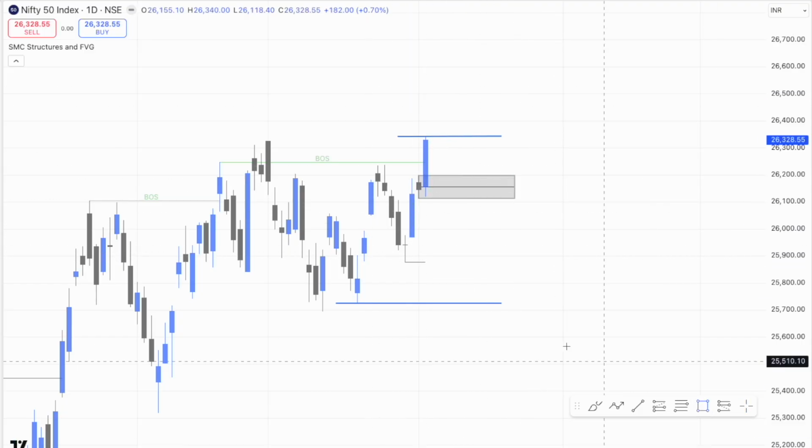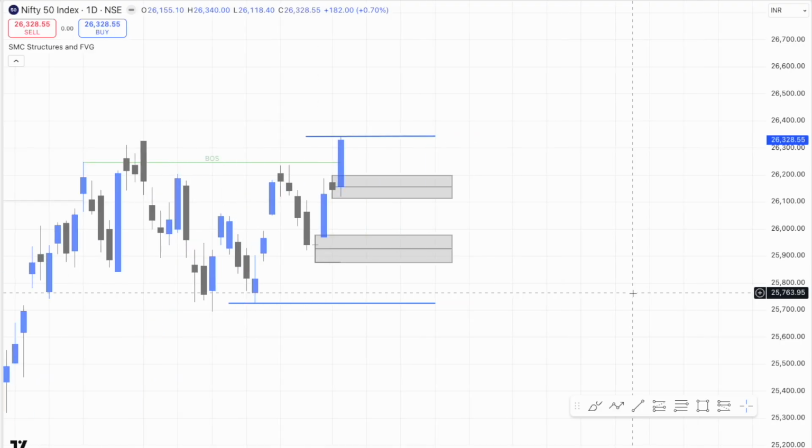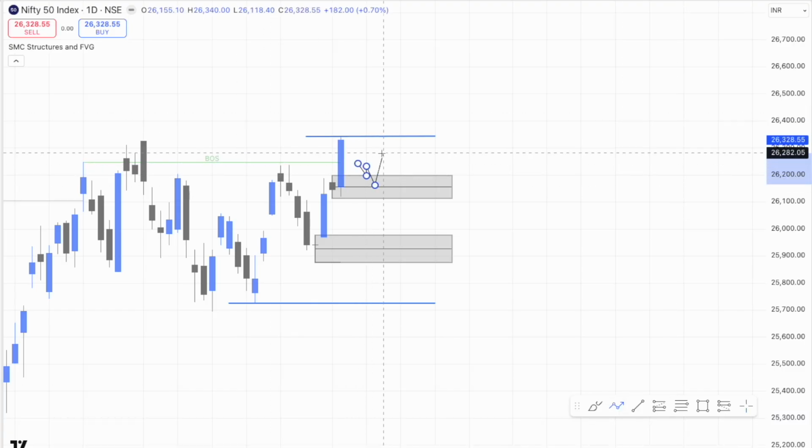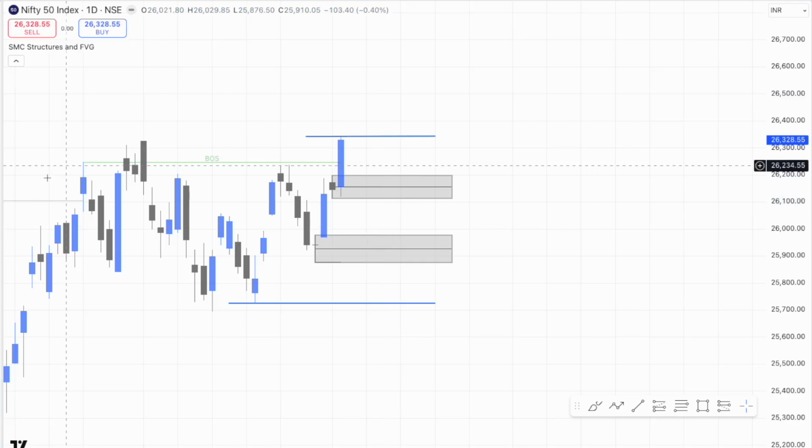There is also one more demand available from a daily perspective. So these two demands are effectively going to be our targets. Also, we see one more point: we have a relative equal low liquidity sitting out here. So the chances of this demand working out are going to be slim, whereas the chances of this happening will be more out here because of the liquidity which is available here. Okay, so this is from a daily perspective.